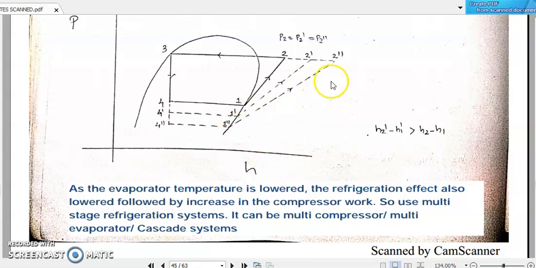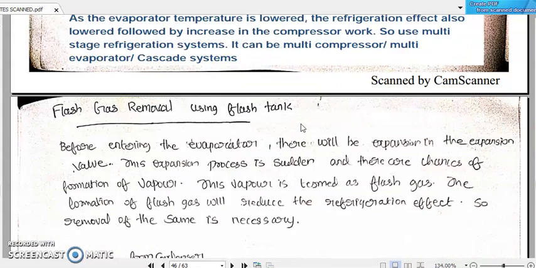So instead of using a single stage system, where there will be only one evaporator, one compressor, and one heat exchanger, instead of using a single compressor for achieving this high pressure increase, we can use multiple compressors. Okay, so that is the case of multi-stage refrigeration systems. Before we move on to the explanation of multi-stage refrigeration systems, we need to focus on a phenomenon called flash gas removal. We will be focusing on flash gas removal using a flash tank. Okay, so we will be dealing with this idea. Okay, thank you.